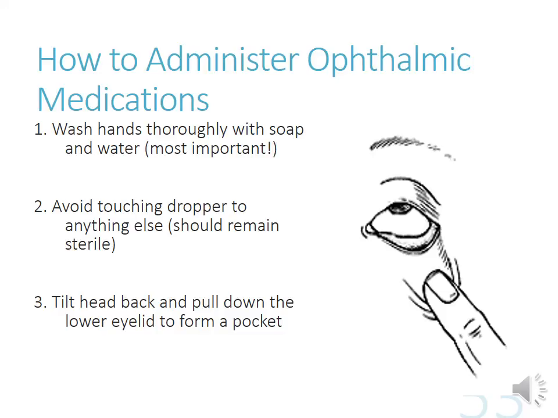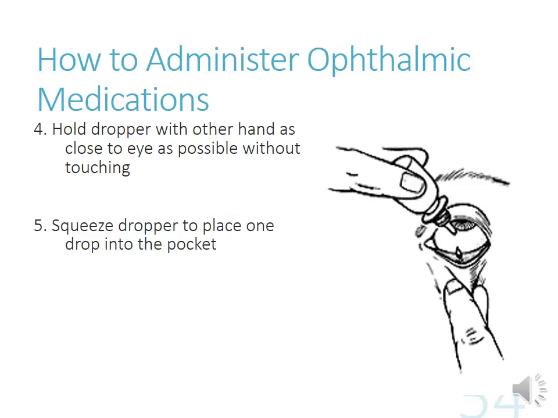And then you want to make sure they tilt the head back and pull down the lower eyelid to make sure they form that pocket there. And then hold the dropper with the other hand without touching the eye, but getting as close as they can in order to drop it into the pocket there.